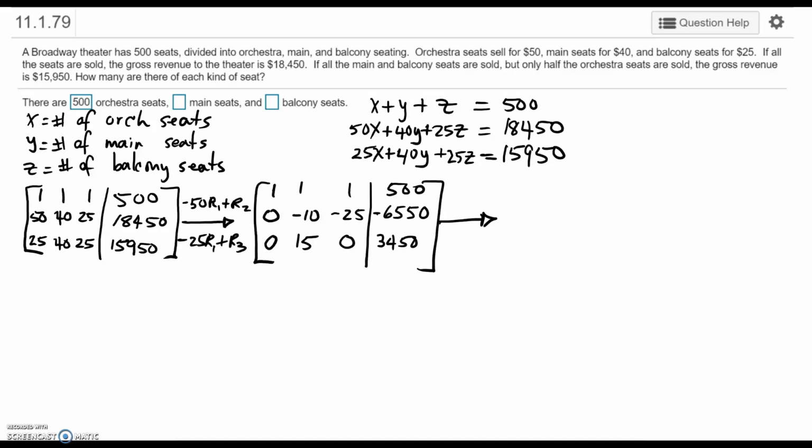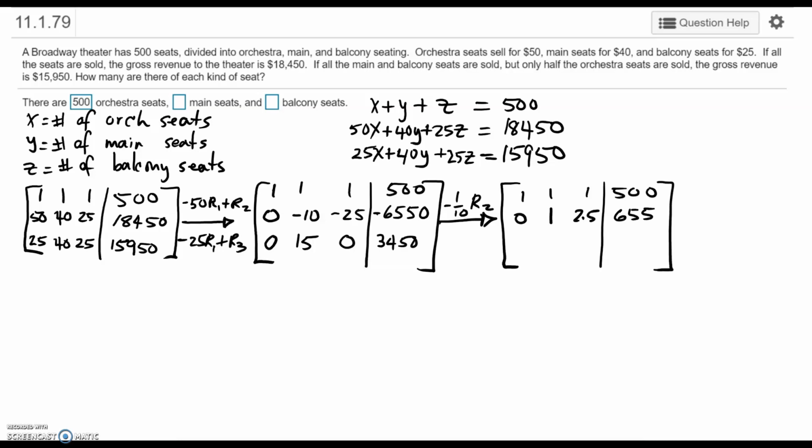Moving along, now we need to get a 1 where the negative 10 is in the second row. To do that, I'm going to divide row 2 by a negative 10, which is the same as multiplying times negative 1 over 10. Row 1 stays the same. Dividing row 2 by negative 10, I get 0, I get 1, 2.5, and 655. Row 3 stays the same.